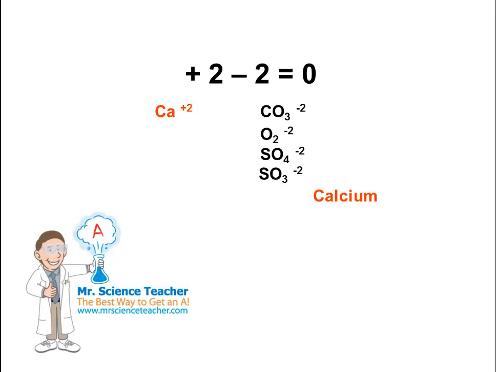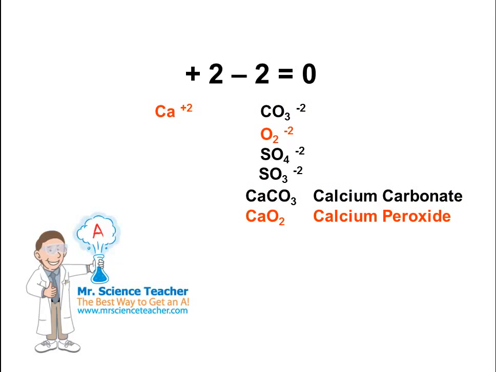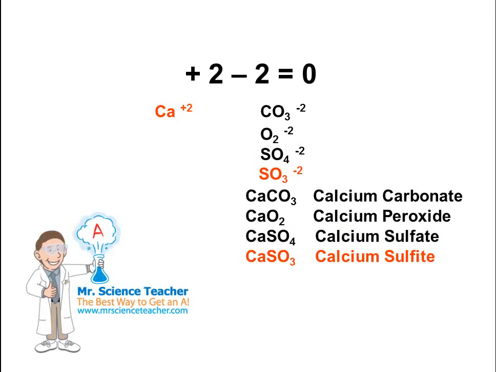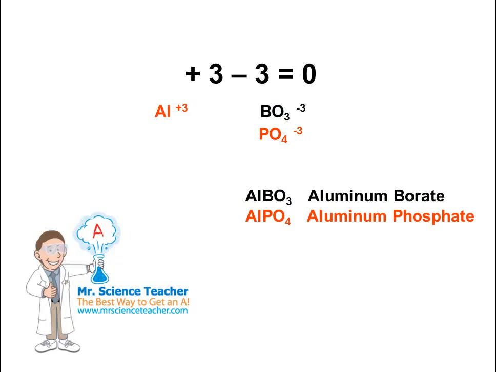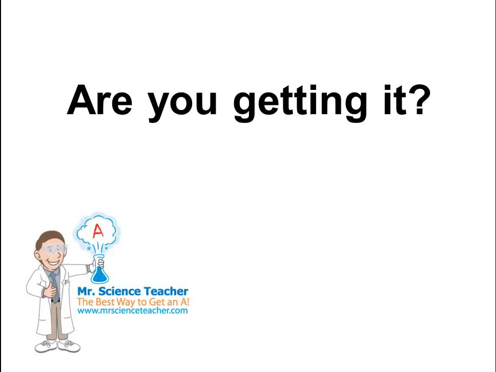What about +2 -2 equals 0? We have calcium. Calcium is a +2. Carbonate is a -2. Calcium carbonate. Calcium peroxide, CaO2. Calcium sulfate, CaSO4. Calcium sulfite, CaSO3. +3 -3 equals 0. Aluminum is a +3. Borate, BO3, is a -3. Aluminum borate, AlBO3. Aluminum phosphate, AlPO4. Aluminum phosphate. Are you getting it?